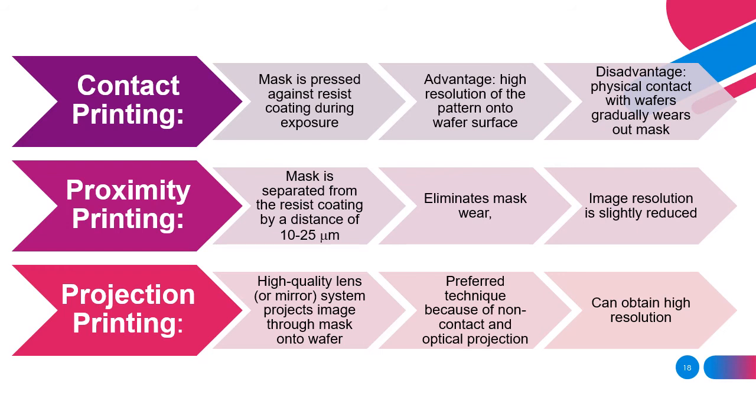For proximity printing, the mask is separated from the resist coating by a distance of 10 to 25 micrometers. It eliminates the mask wear, but image resolution is slightly reduced. For projection printing, a high quality lens or mirror system projects the image through the mask onto the wafer. This is a preferred technique because it is non-contact and optical projection, so it can also obtain high resolution.